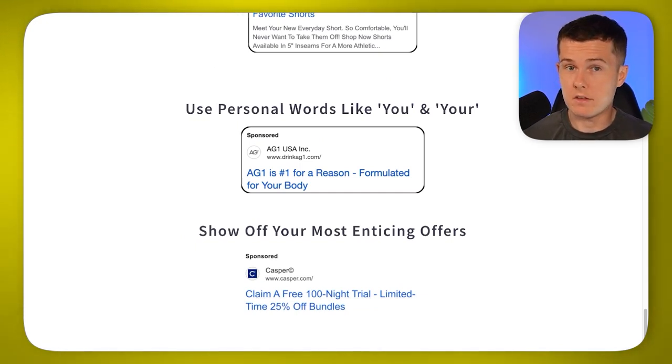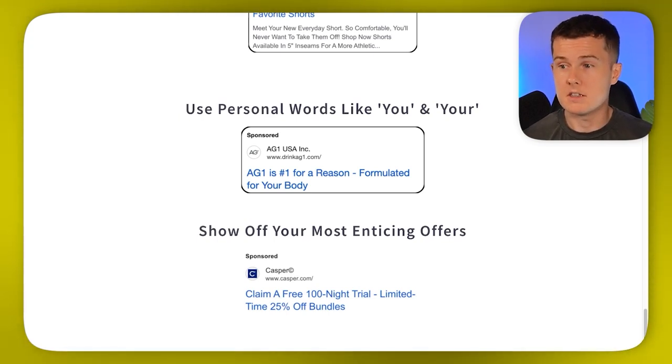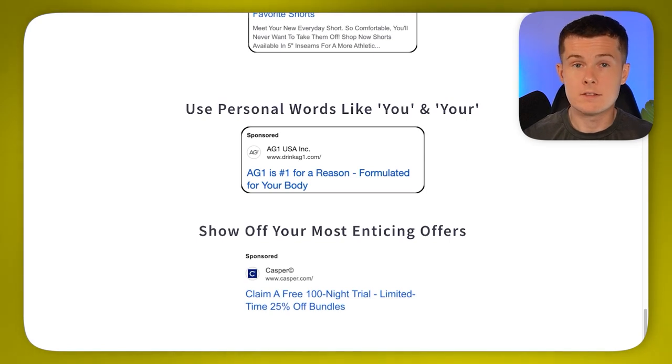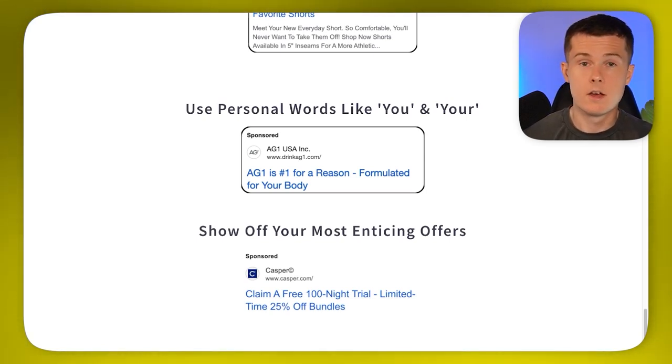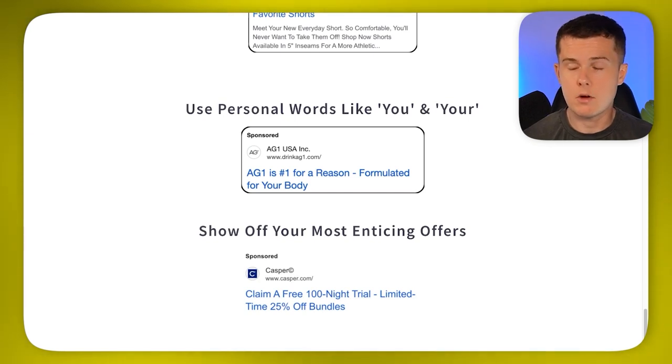So don't bury your best offers in the fine print. Instead, you should be leading with them. So Casper, who I've been following for years, has been doing this strategy for years. They nail it with their 100-night trial prominently displayed, and then they couple it with a second offer, which is limited time 25% off bundles. So you can see they've got 2 really prominent offers.